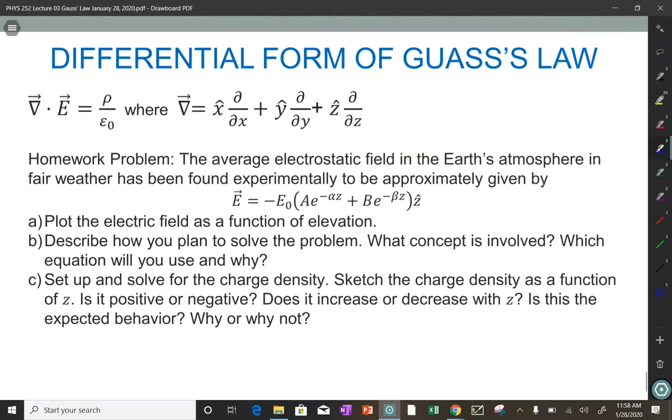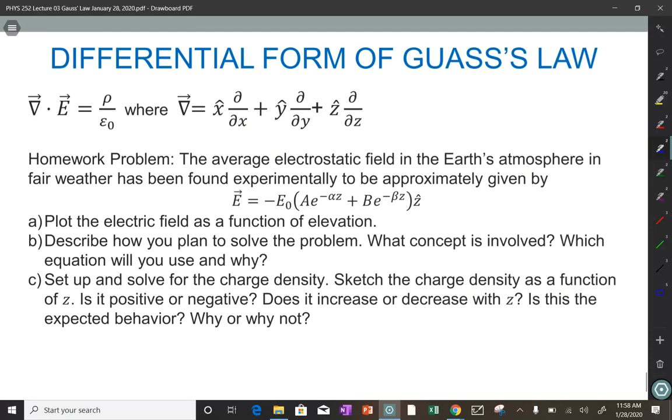Now for problem, I think it's 6. No, it's 5. Problem 5 is the one that uses the differential form of Gauss's law. Everything we've seen so far was the integral form. It had an integral sign, and in fact, for the charge enclosed, you had to integrate as well. The differential form says that the gradient operator, the upside down triangle with a vector sign over it, dotted with the electric field, is equal to the charge density rho over epsilon 0.